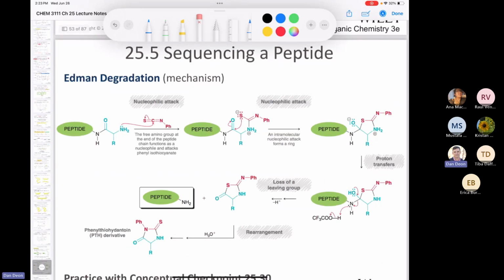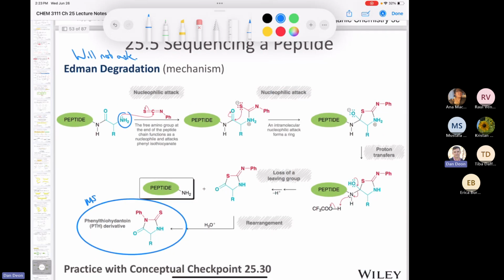I'm not going to ask you this mechanism, so I'll write it in here for you. Will not ask. But the bottom line is basically the amino group reacts with the phenyl isothiocyanate, and then it does a nucleophilic attack and a couple of proton transfers. And you see that not even the entire mechanism is put in here, so I won't ask you to do that. You just have to know that the phenylthiohydantoin derivative is the one that gets analyzed by mass spectrometry, and then you're able to determine what the structure of this amino acid residue was on your chain.